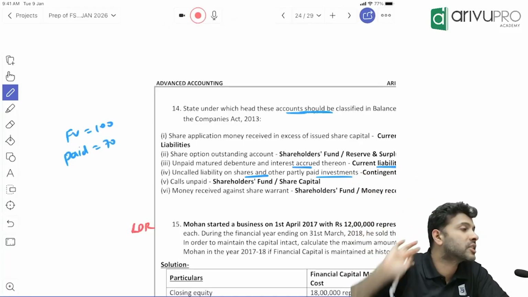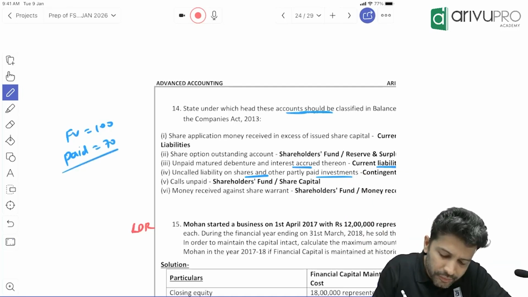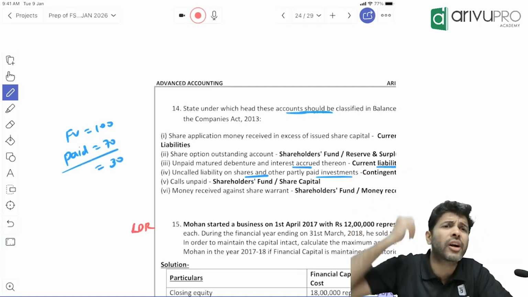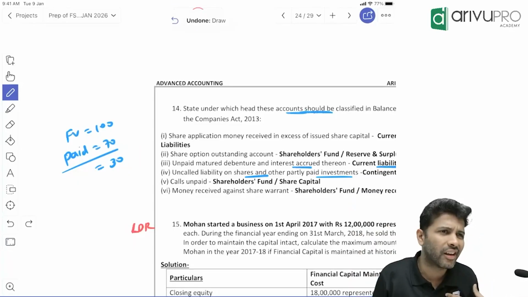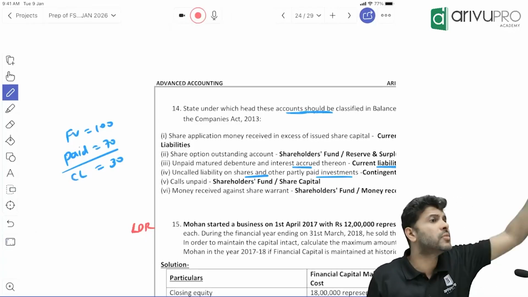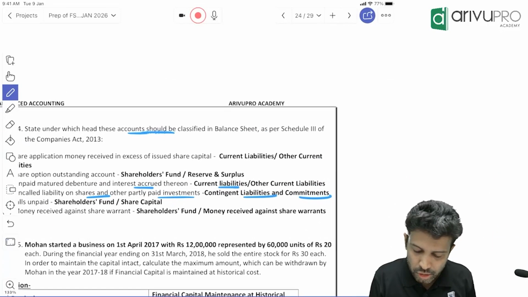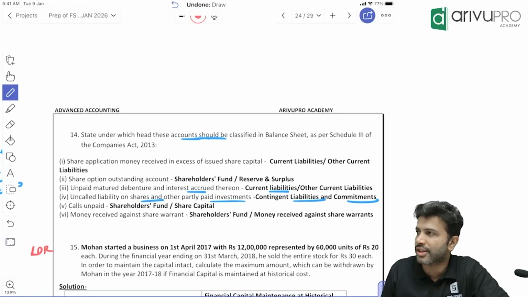That company asked us to pay only 70, and we paid 70. How much have we not yet paid? 30. Is it calls in arrears, or did the company not ask? The company did not ask. Now this 30 is our liability. No, it is what? A contingent liability at this point. When they ask, we will pay. That time only it will become our liability. Till then it will be shown as just a commitment, a contingent liability at best.